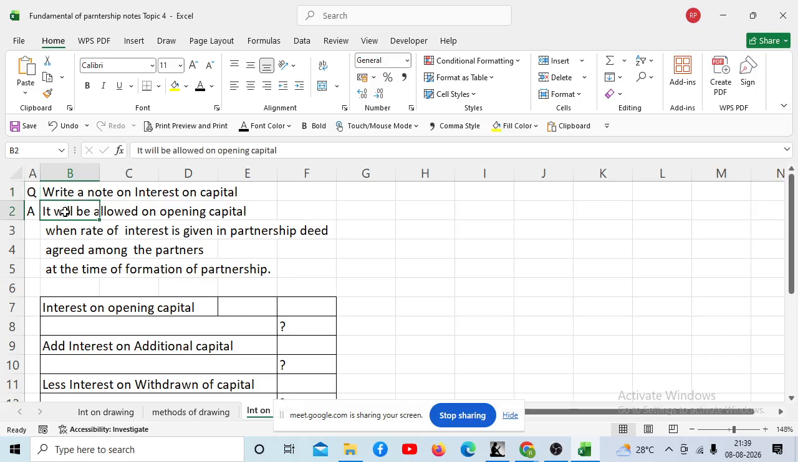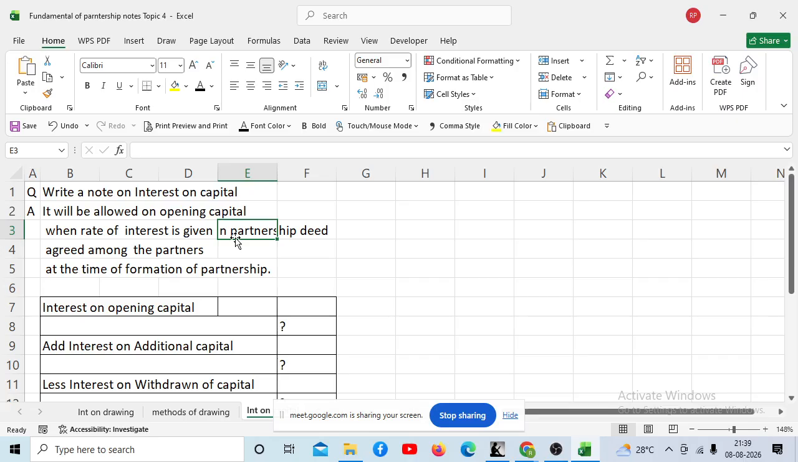Okay. Now see what it is telling. It will be allowed on opening capital when the rate of interest is given in the partnership deed agreed among the partners at the time of formation of partnership. In short, it means that interest on capital will be given to the partners only if it is mentioned in the partnership deed, right? If it is not mentioned in the partnership deed, in that case, interest will not be given to the partners.